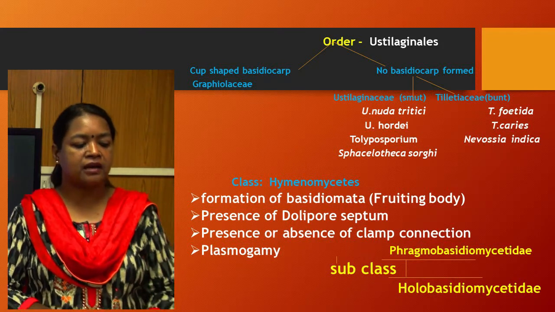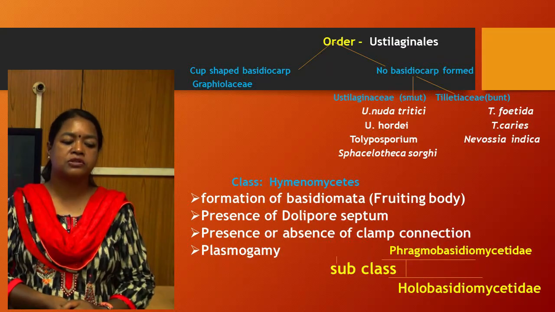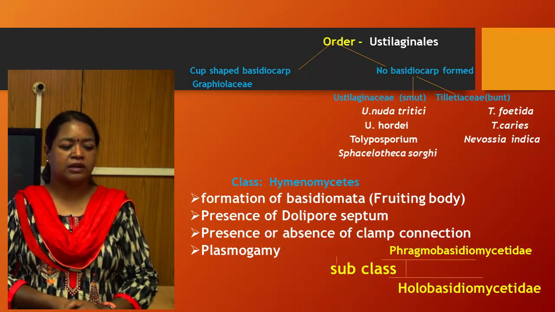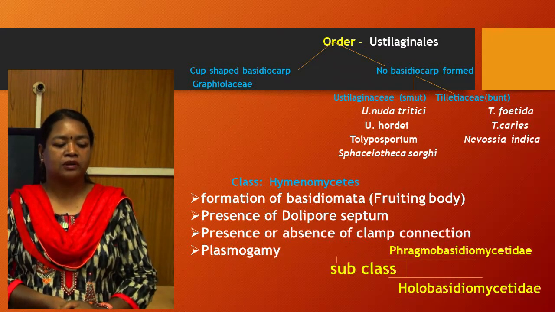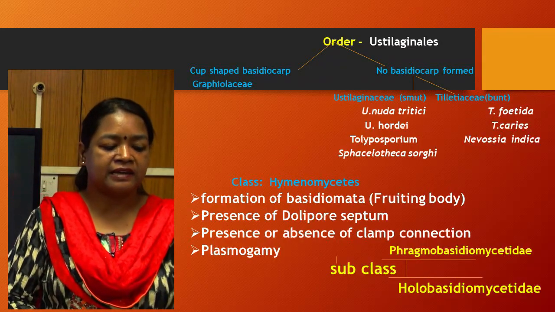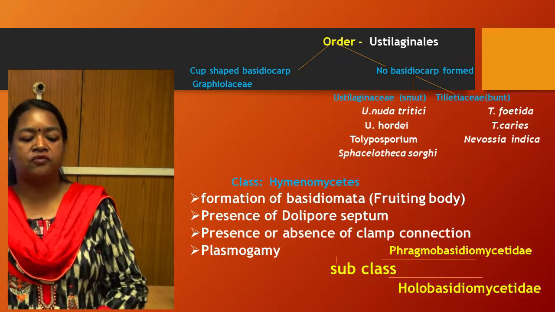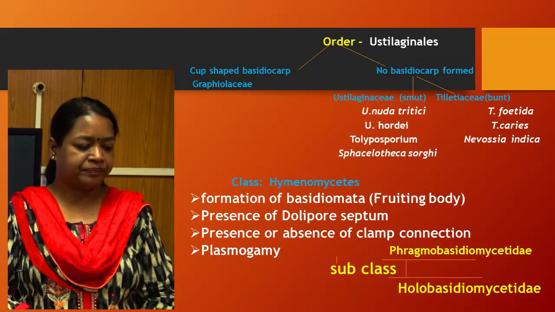Another genus is Tolyposporium, and Sphacelotheca sorghi is the causal organism of smut of sorghum. And the bunt fungi are Tilletia caries, Tilletia foetida, and another genus is Neovossia indica.